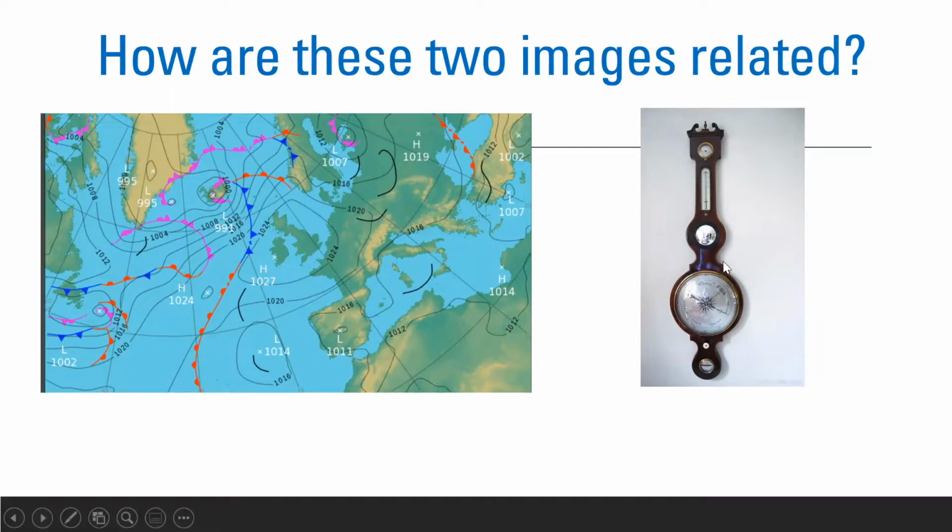You may have seen one of these in your own house, or in a relative's or your grandparents' house. I've got quite a fancy one actually. It's a barometer, and it sits on the tabletop. These are all things we call barometers, and they measure air pressure.